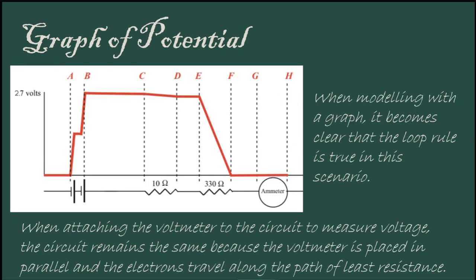The graph of potential. When modeling with the graph, it becomes clear that the loop rule is true in this scenario. When we attach the voltmeter to the circuit to measure voltage, the circuit remains the same because the voltmeter is placed in parallel, and the electrons travel along the path of least resistance.